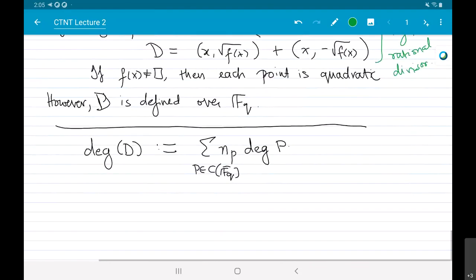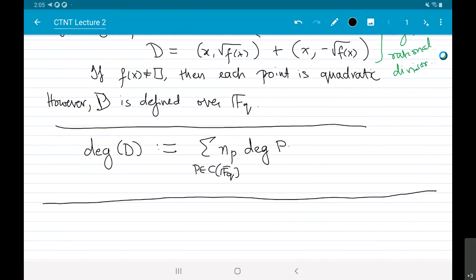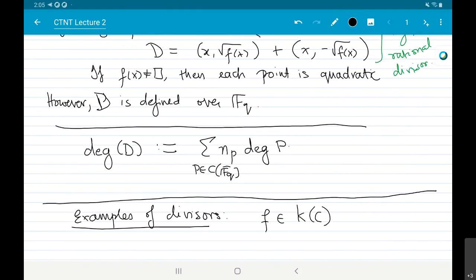Okay, what is another way to generate divisors? So let's talk about that. These are important examples of divisors. Let's say I have a function, a rational function on C, right? So if you want, you can think of C as being a plane curve, in which case f is a ratio of two polynomials of the same degree.